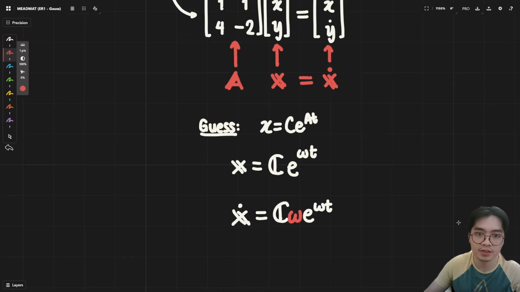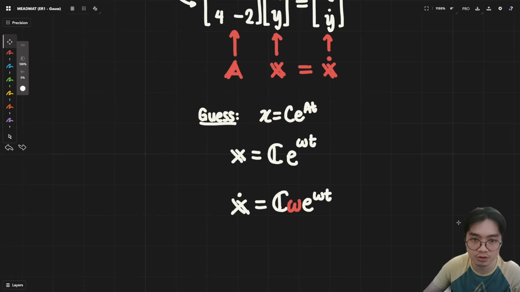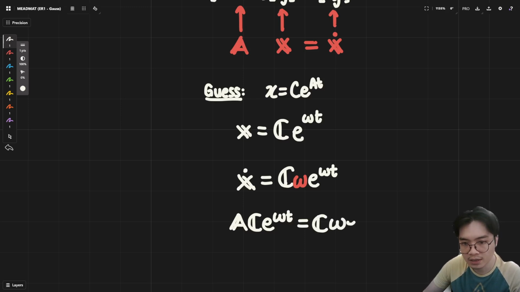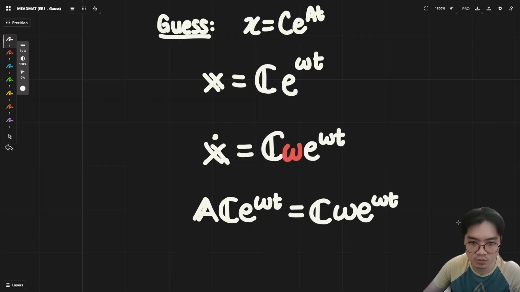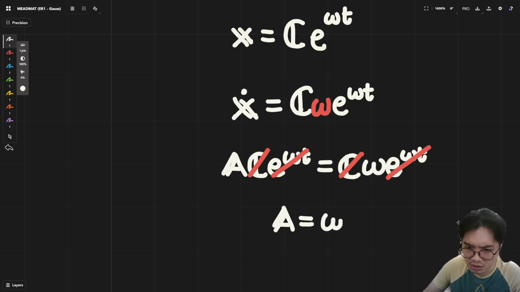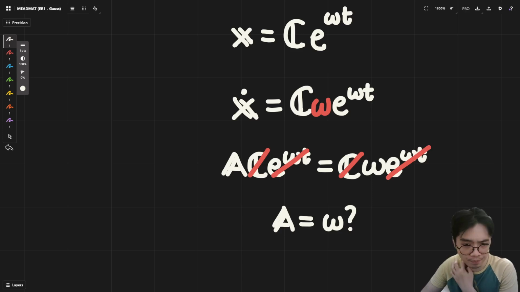And now, if we put everything together into our original matrix equation, we will have A times c e^(omega t) is equal to c omega e^(omega t). Now notice we can cancel, and we will be left with something that is a little bit ridiculous. Your A, which is a matrix, is equal to your omega? That doesn't sound right, right? How can a matrix be equal to a number?